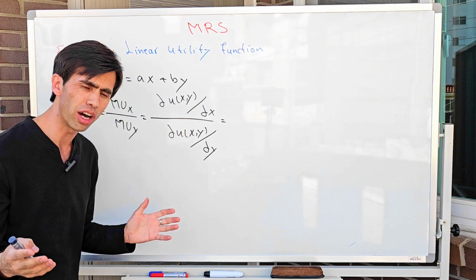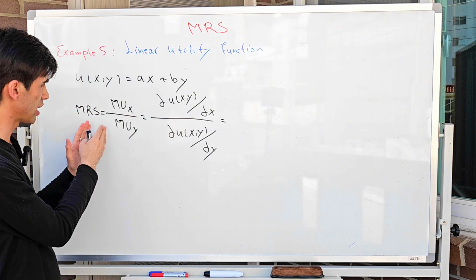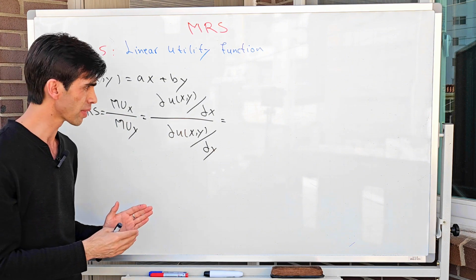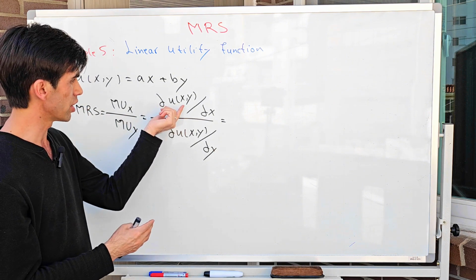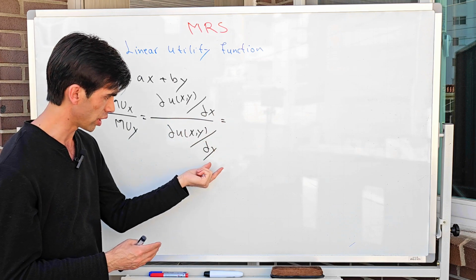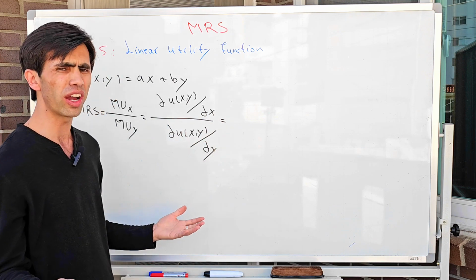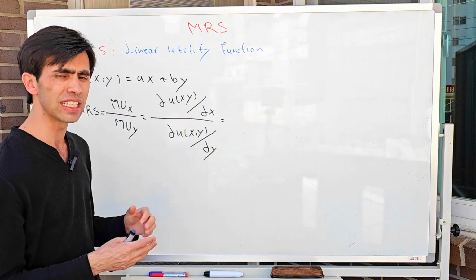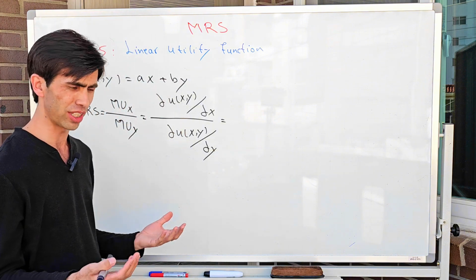We know the general formula, which is the marginal rate of substitution is equal to marginal utility of x divided by the marginal utility of y, and this is equal to the partial derivative of utility with respect to x and the partial derivative of utility with respect to y. So now let's find out. For the case of linear utility function, it's very easy to find out the partial derivative.